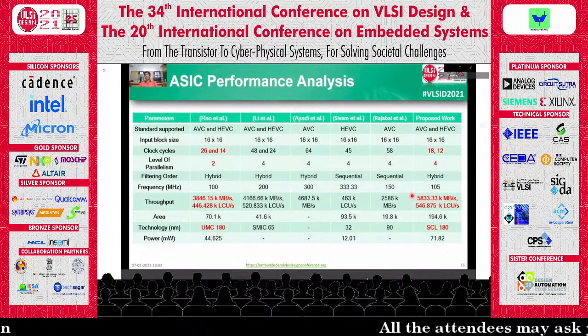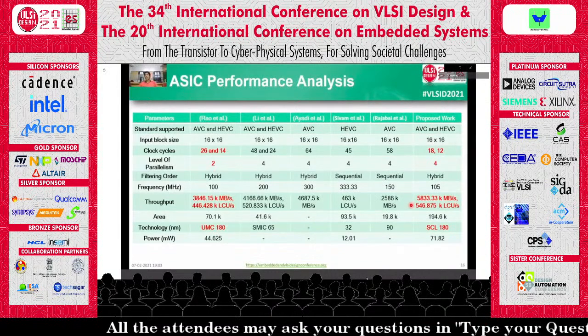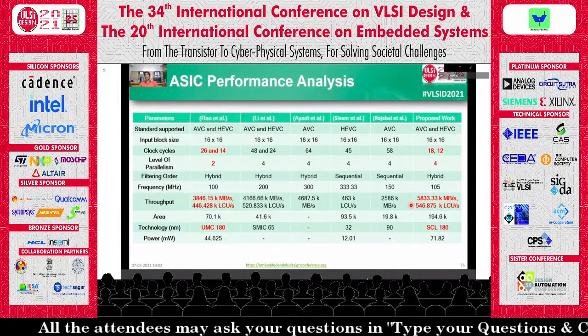The obtained throughput is 5833.33 kilo MB per second and 546.875 kilo LCU per second for AVC and HEVC respectively.